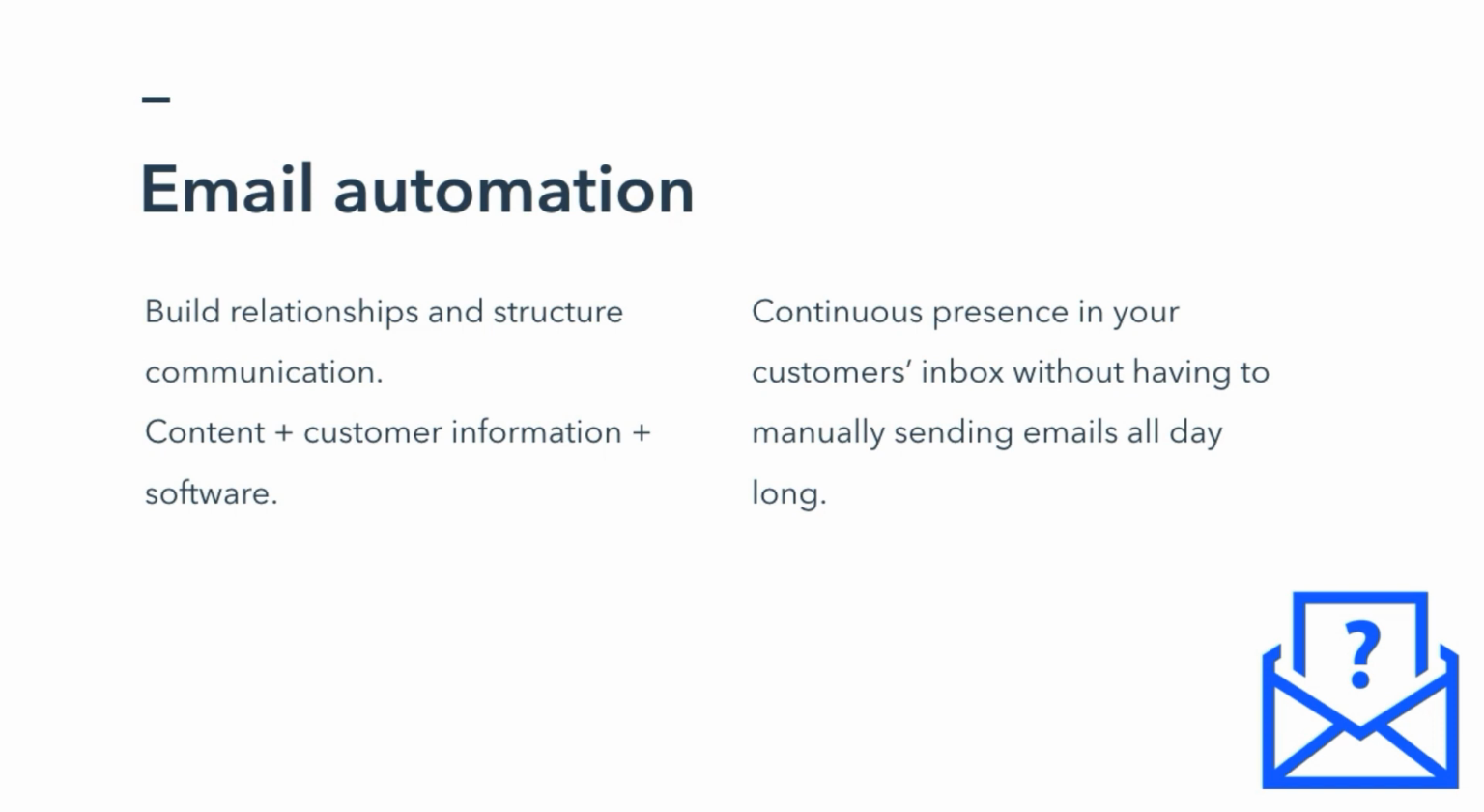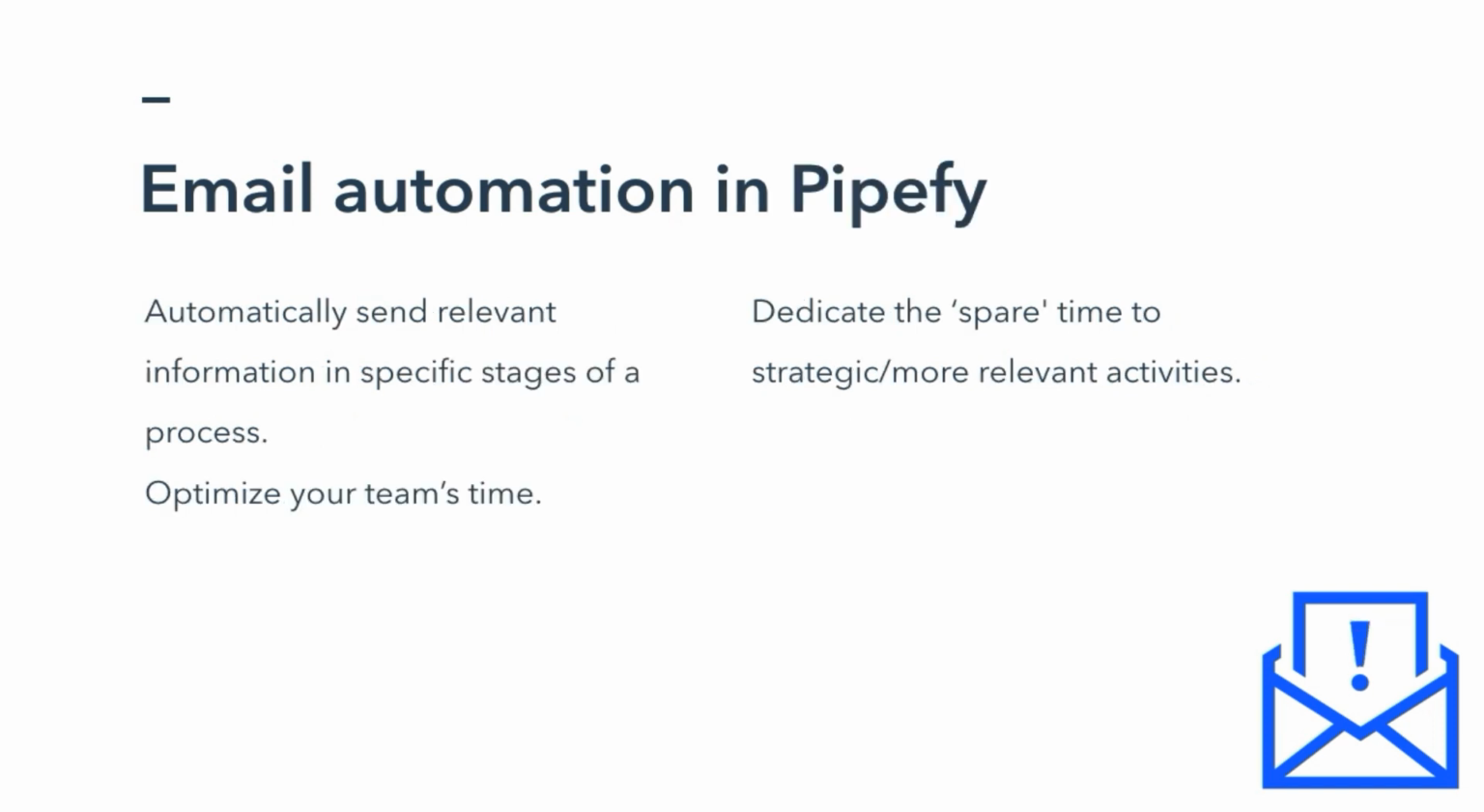So the goal of email automation is establishing a communication without the hassle of sending hundreds of emails manually. Pipefy's email automation tool enables you to create and set up templates to automatically send relevant information in specific stages of your process, helping optimize your team's time. As I mentioned from Amazon's example, it would be like having a flow of your process, and every time something relevant happens, such as a card changing phases, you can send automated emails to let the interested people know what's going on with your process.